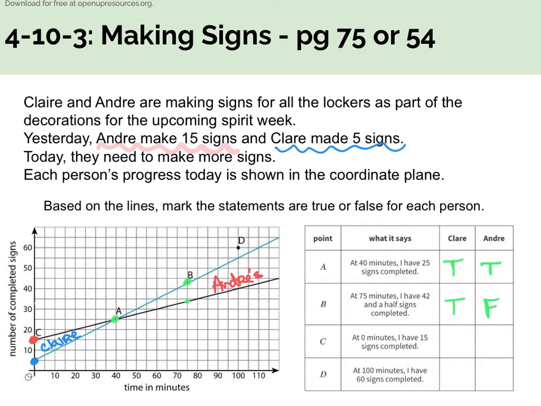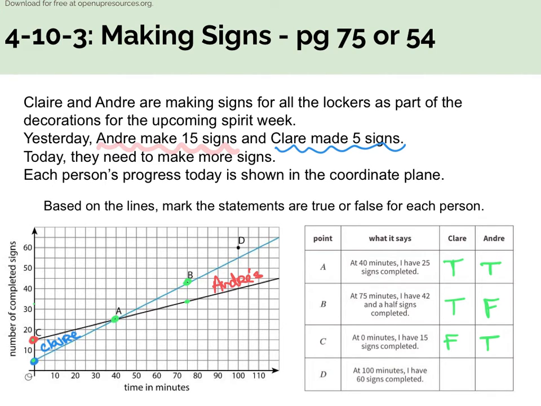At 0 minutes, I have 15 signs. So at 0, Claire, is that true or false? That's false. She only has 5 signs, not 15. For Andre, that's that one there, right? Yeah, at the beginning, he had 15 signs. So for him, it is true.